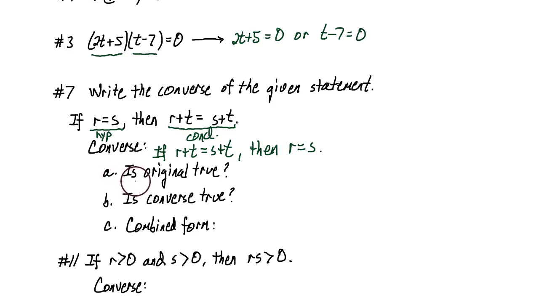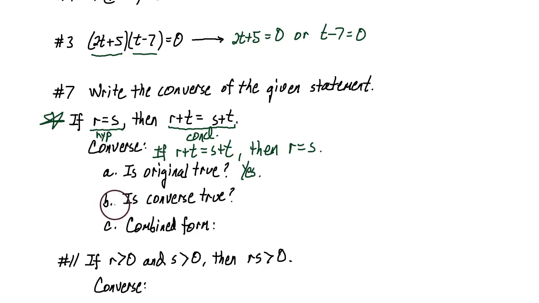Question A asks, is our original sentence true? So let's go back to the original and decide if this is true. If r equals s, meaning if two numbers are equal, then can you add the same thing to both of those numbers and get a true equation? Yes, you can, because that's what the addition property of equality was all about that we've used this year, that it's okay to add the same number on both sides of an equation. So for question A, we're going to answer yes.